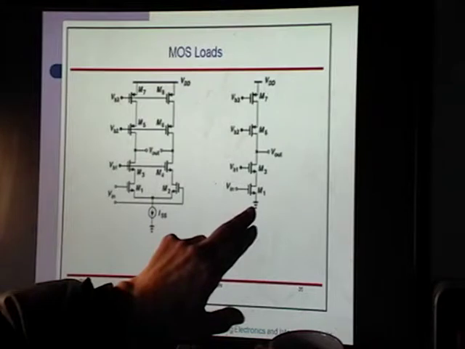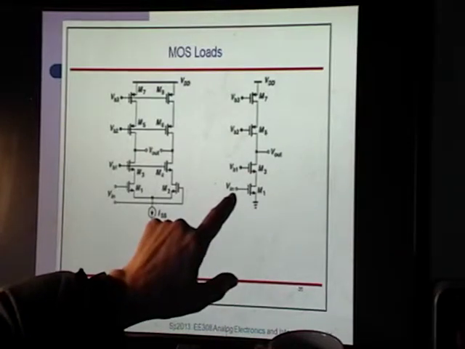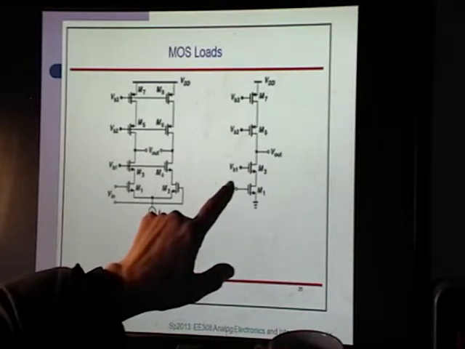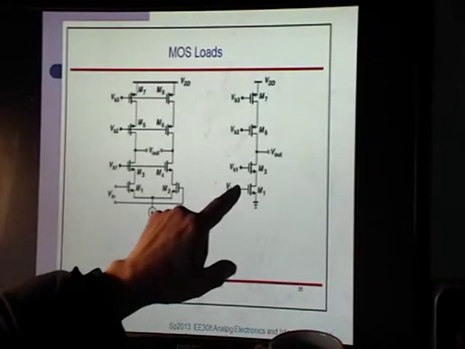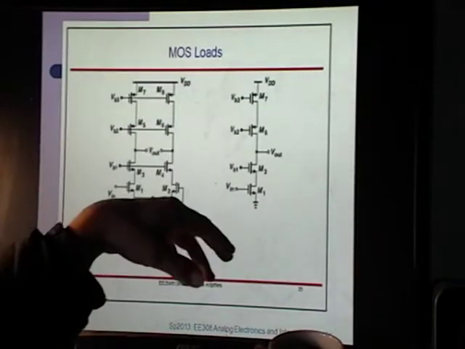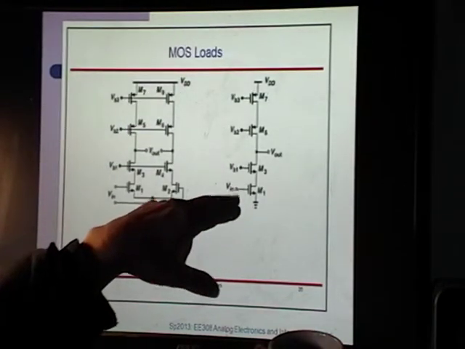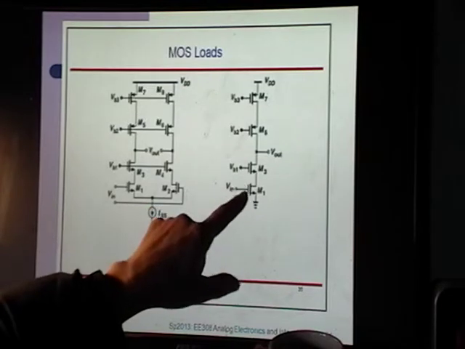Okay, so same problems. This has the same problems that common emitters have. It's very sensitive to VN. If VN's a little bit too high, V out rails one way; if VN's a little bit too low, V out rails the other way. So you have to be very careful when you're biasing this right here.